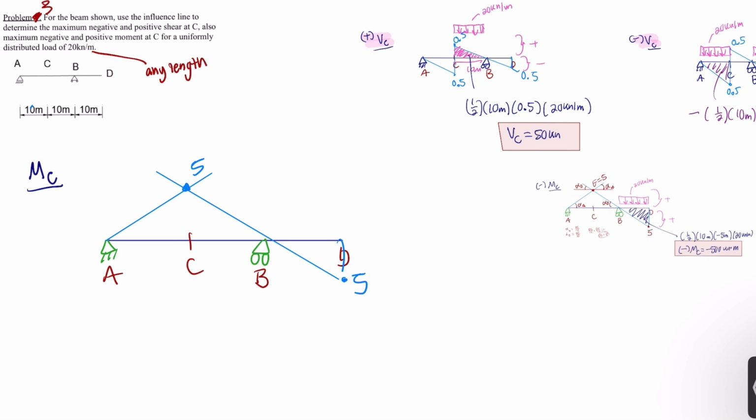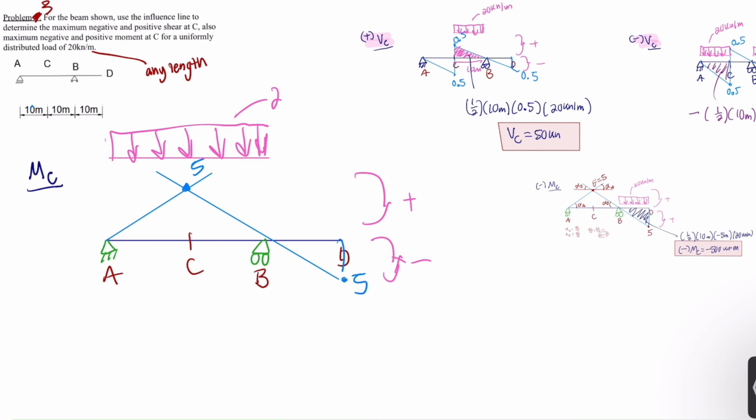So now for the maximum positive moment at C, we have to know again that this is positive and this is negative. So we will want to draw the uniformly distributed load on top of the positive section, which is this whole section, so we will draw the uniformly distributed load on top of this. So we know that the shaded area that we're going to calculate is this whole area. So I went ahead and divided this into two areas just because it's easier to see. So this is area 1 and this is area 2.